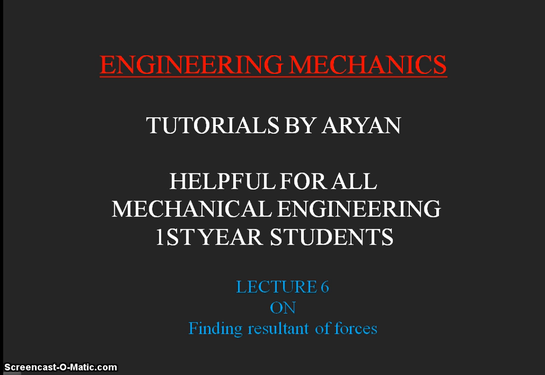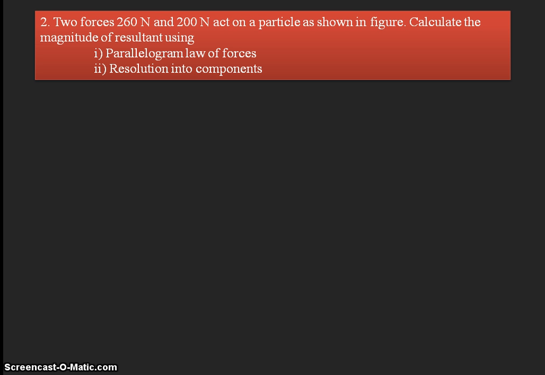Engineering mechanics. Okay, so now lecture 6, which is again on an example problem for finding the resultant of forces. Okay, so now the problem is given like this. The two forces 260 newtons and 200 newtons act on a particle or on a body as shown in the figure, and calculate the magnitude of the resultant using the parallelogram law of forces and resolution into components. So that means by using two methods we are going to find out the resultant of the two forces.